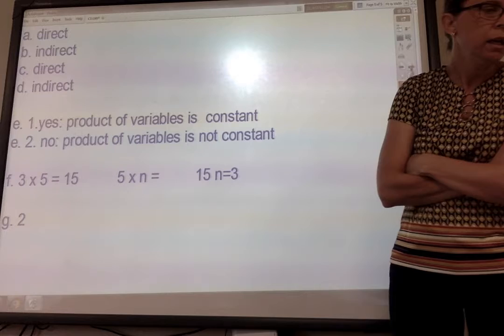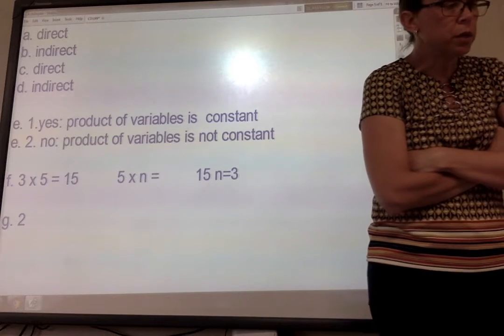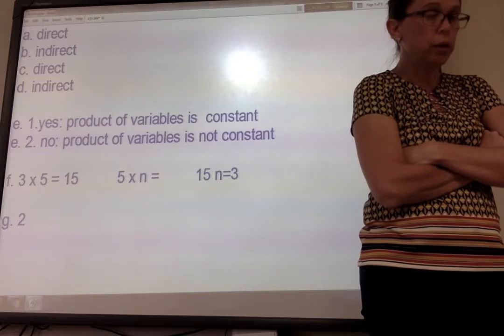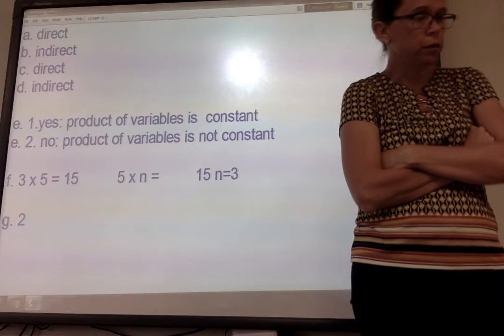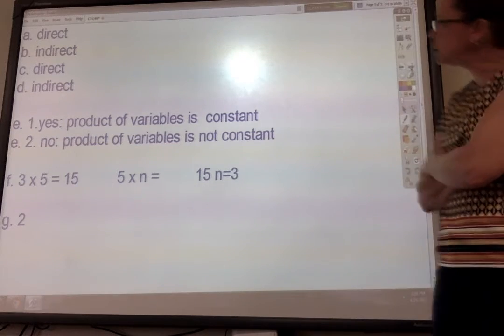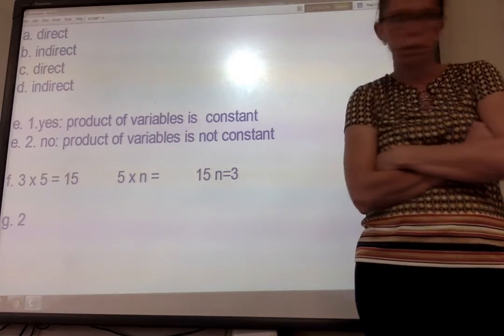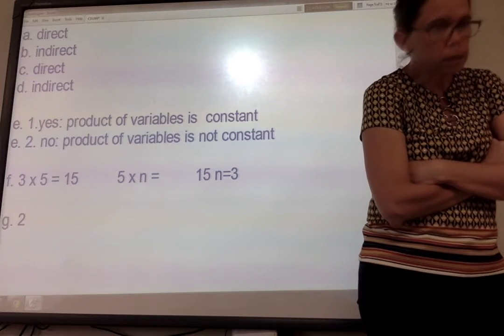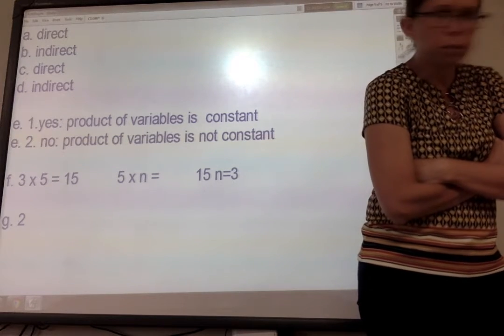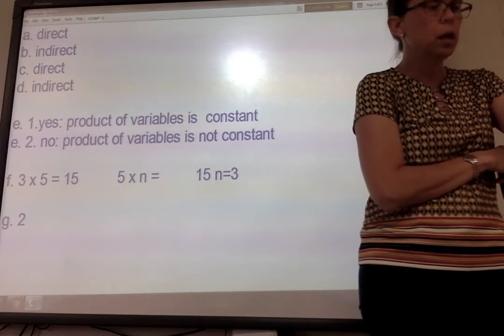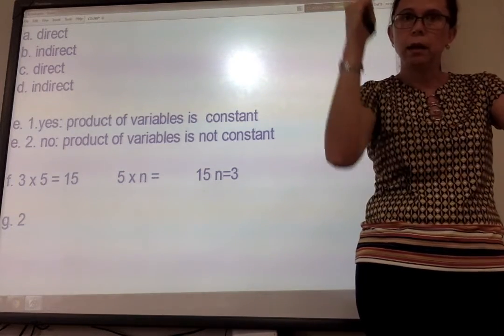E says on numbers 1 and 2, determine if these charts show an inverse relationship, inverse proportion. Number 1, yes, it is, because the product of the variables is constant. X times y gives us a constant. 1 times 6 is 6. 2 times 3 is 6. 3 times 2 is 6. We get the same number each time.